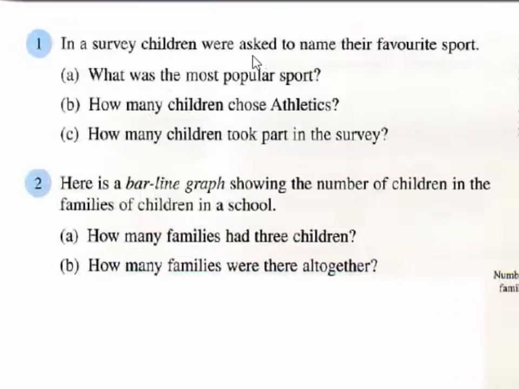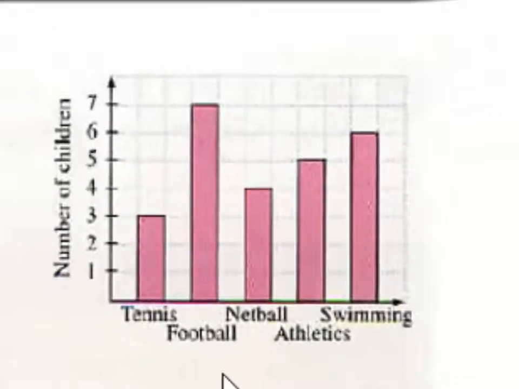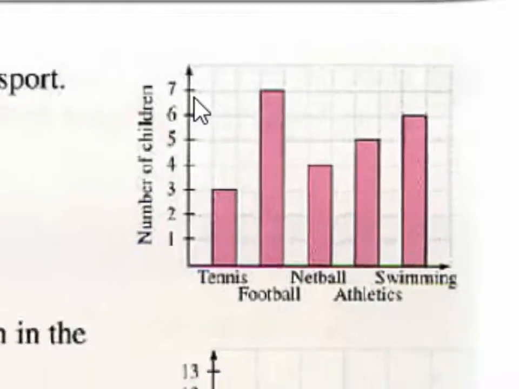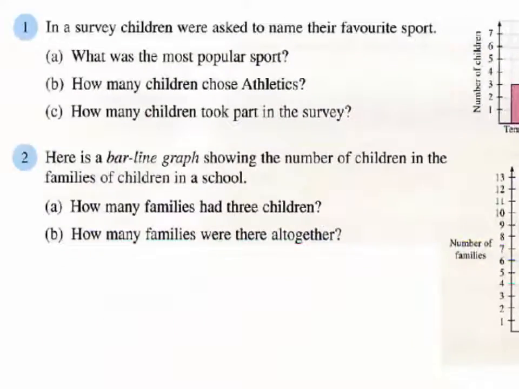In a survey, children were asked to name their favourite sport. What was the most popular sport? Well, we need to look over here to the right hand side to see which of the bars is the tallest, and I think we'll see that the football is the tallest and it has a value of 7. So the most popular sport is actually football. So our first answer is football.